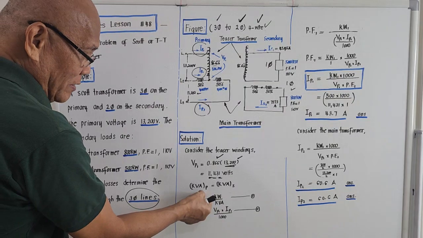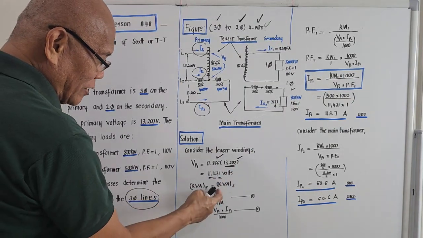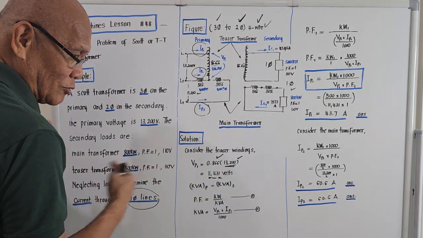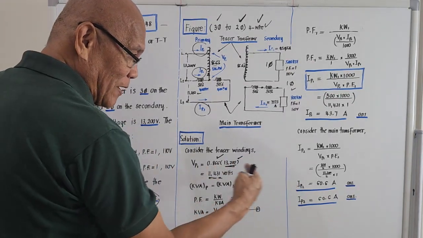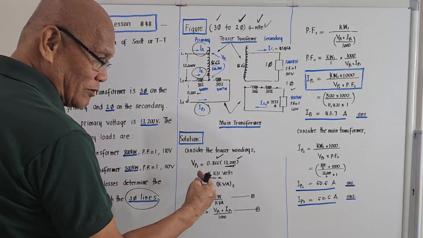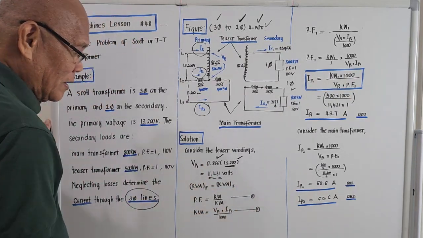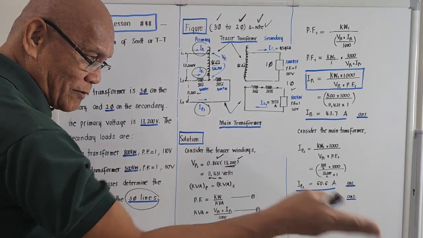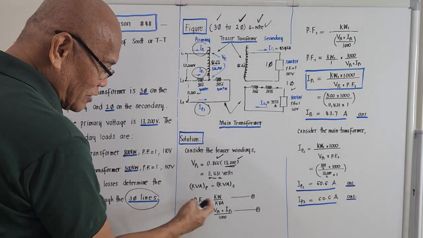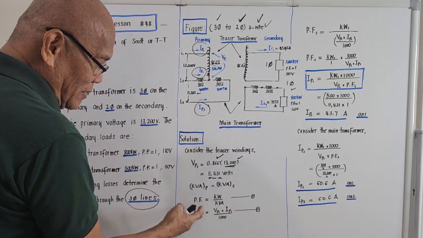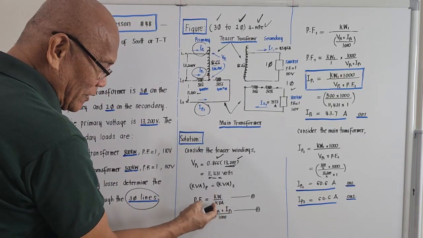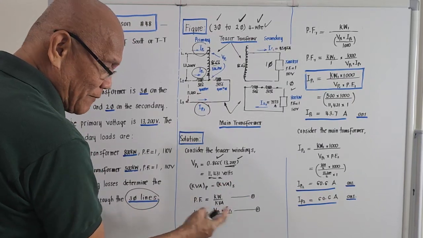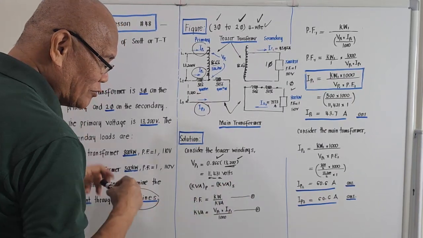kVA of the primary in any transformer should be equal to the kVA of the secondary. Whatever the kVA in the primary should be equal to the kVA in the secondary. Apparent power in the primary equals the apparent power in the secondary. Let's try to define what is power factor. It's the same as in an AC circuit. Power factor is kilowatt over kVA. Power factor is true power over apparent power. True power is in kilowatts. Apparent power is in kVA. That will be equation number 1.